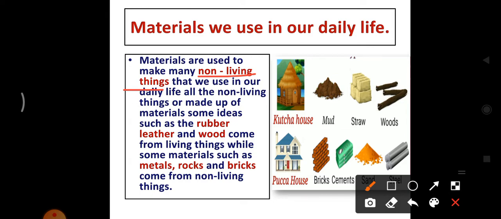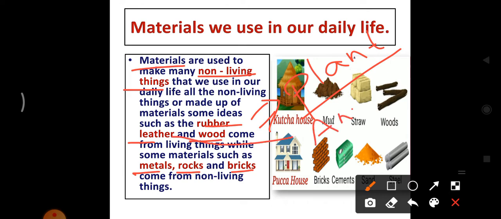So all the non-living things are made by using some materials. Such materials are rubber, leather and wood, metal, rock and bricks. The rubber is material, leather is material, wood also material, metal also material, rock also material, bricks also materials. But rubber and wood we are getting from the plant. So the plant is a living thing. And leather we are getting from the animal. The animal is a living thing.